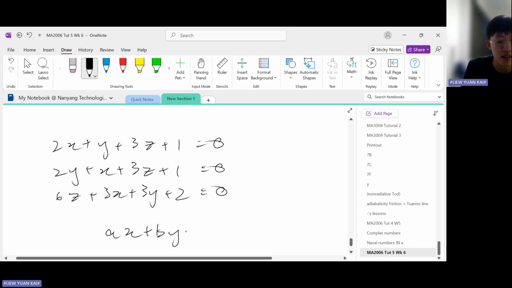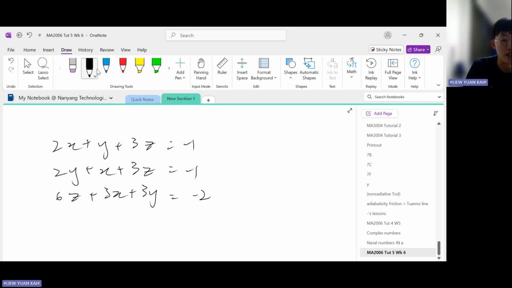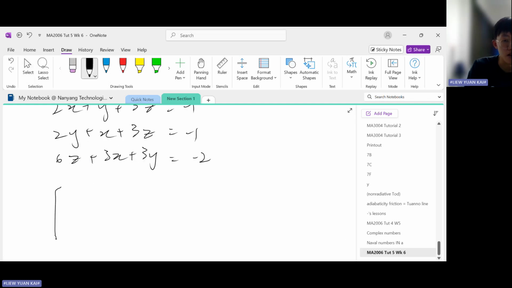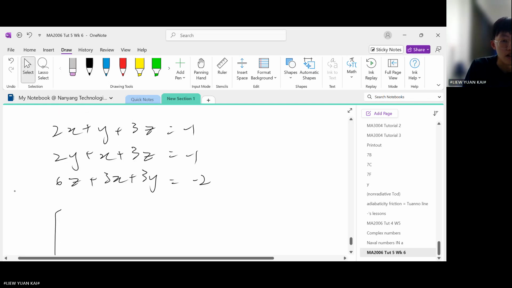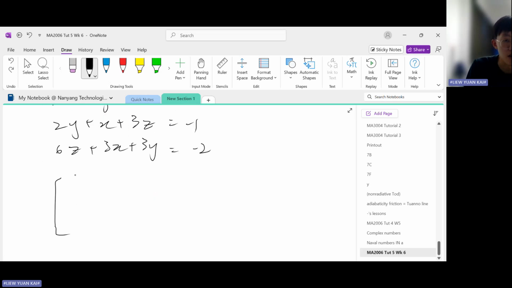Okay, so now let us rearrange these equations such that they are in the form ax plus by plus cz is equal to d. Meaning I need to move all these constants to the other side. So move them to the other side, I will get minus 1, minus 1, minus 2. Once that is done, I can finally write my augmented matrix. We are now going to solve for x, y, and z. This is a system of 3 equations and 3 unknowns. We need to do Gaussian elimination. First, write them in the augmented matrix form. So these coefficients, you will copy them down in a 3 by 3 augmented matrix.